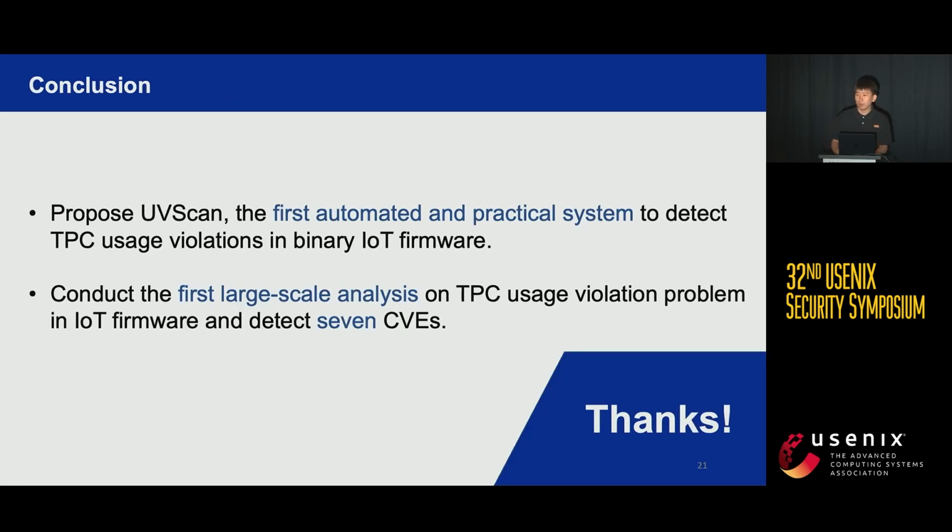Okay, so in conclusion, we propose UVScan, the first automated and practical system to find usage violations in IoT firmware. We also performed the first large-scale analysis on this problem, and we found 7 CVEs.